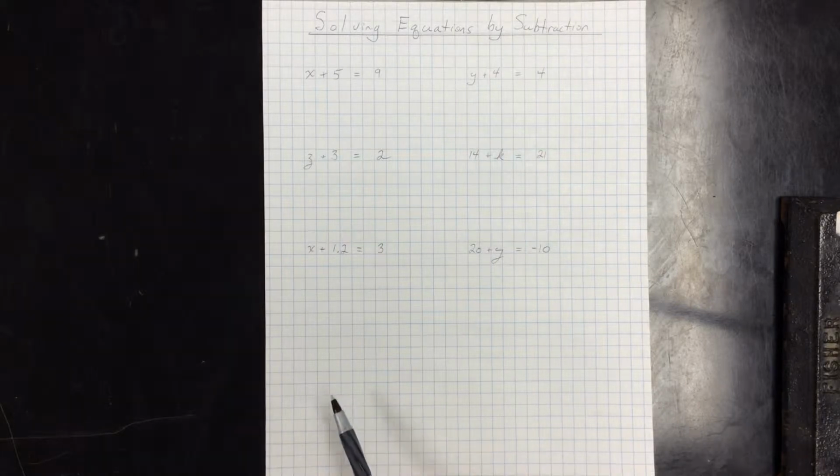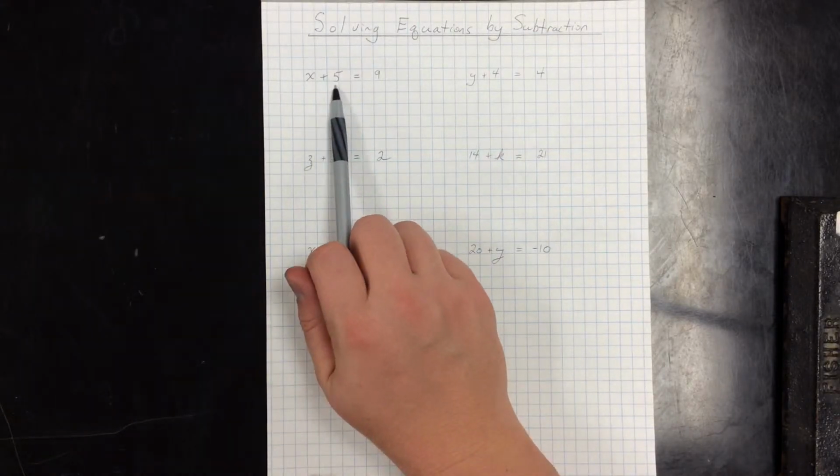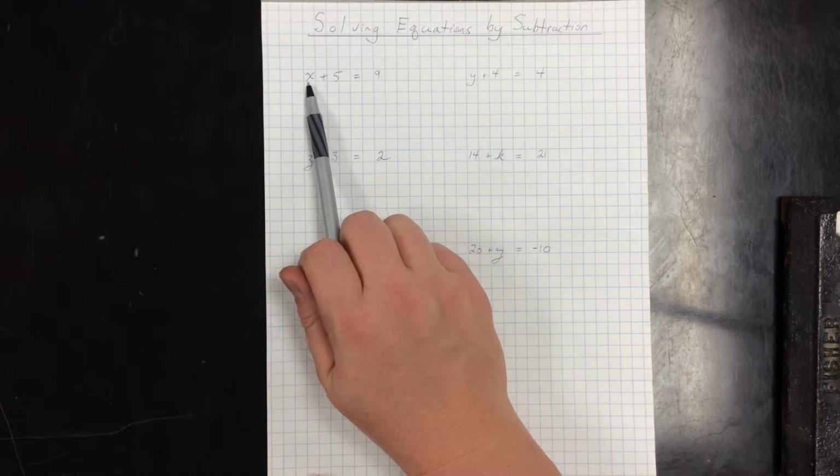Today we're going to be solving equations by subtraction. As we talked about last time when we were solving by addition, we need to look at whatever the operation is that's been tied to our variable. We need to do the opposite to it. We need to undo the knot.